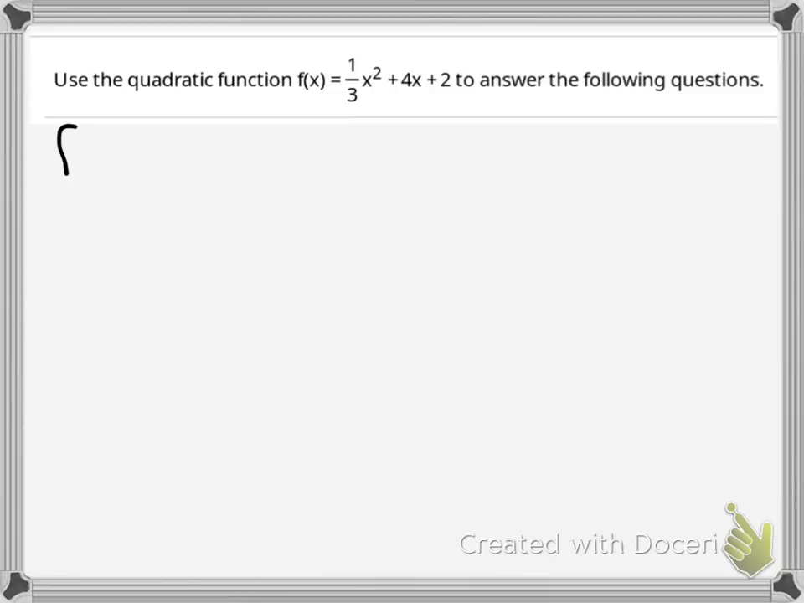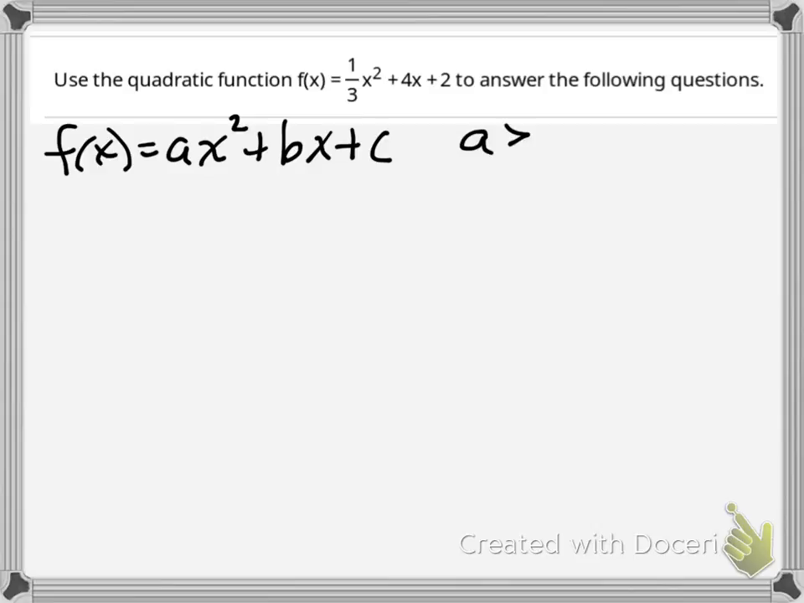So let's go through and see if we can find as much information as we can. All quadratic functions take on the form ax squared plus bx plus c, where a is the coefficient of x squared, b is the coefficient of x, and c is a constant. If a, the coefficient of x squared, is positive, then your parabola, the graph of this function, will open up. And if it's negative, then it'll open down.